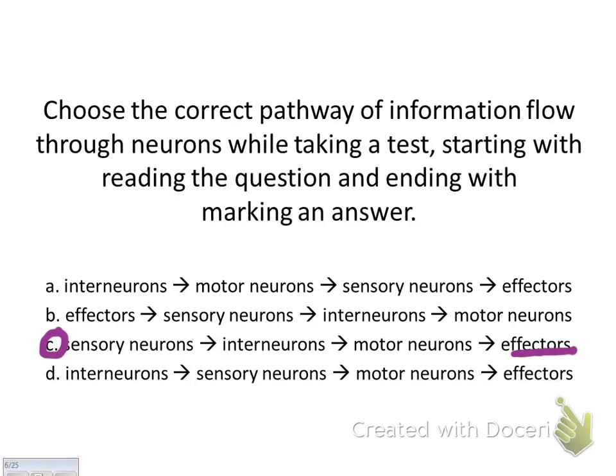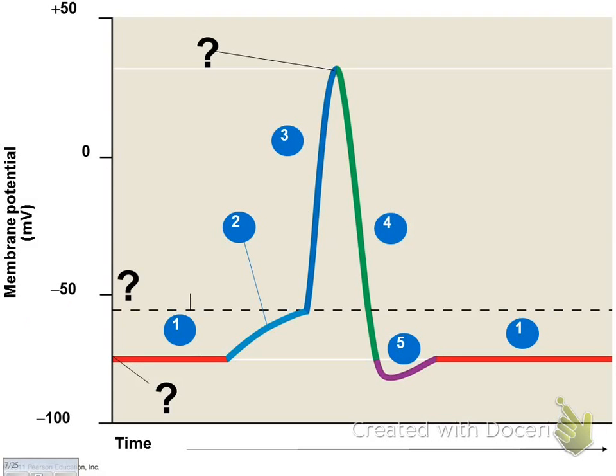Good. Effectors had to be last, so that eliminated that one. And sensory would be how the message is received, right? If you didn't know anything about this, inter is like within. That's in between the two other neurons. So inter is going to be in between sensory and motor. Inter, in between.